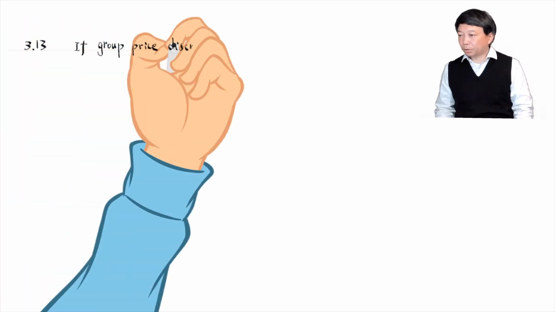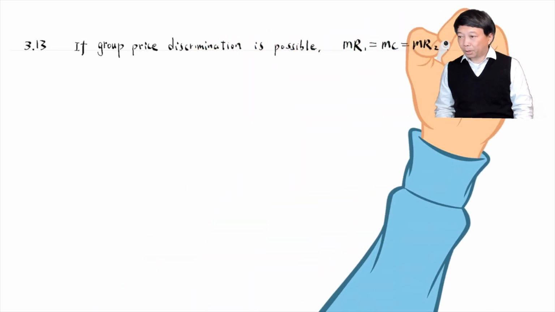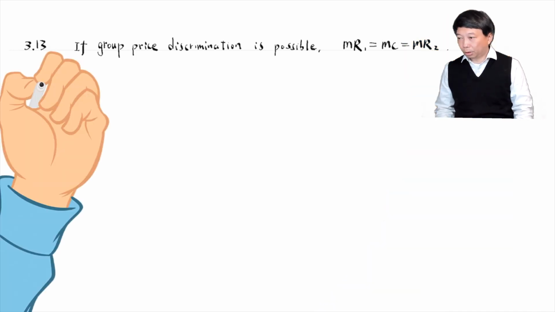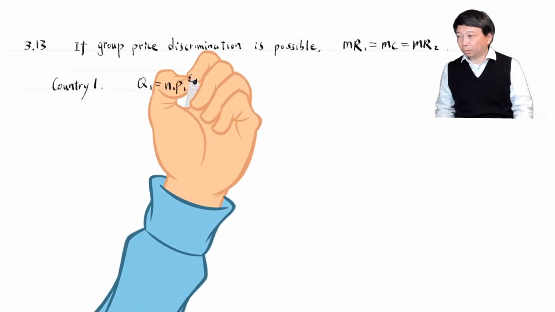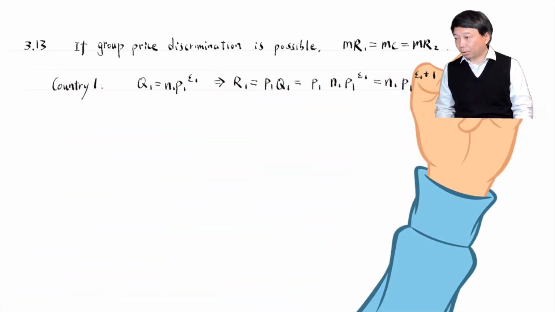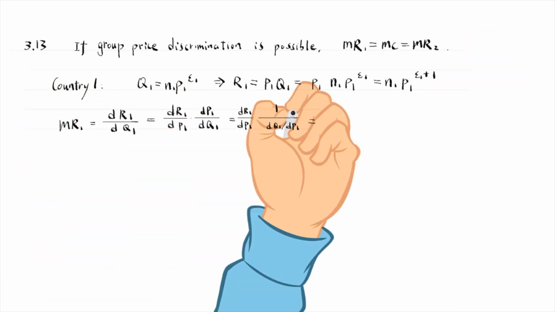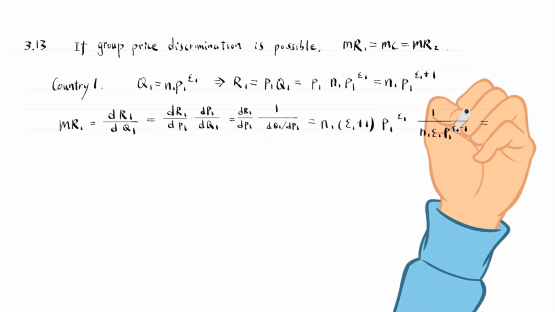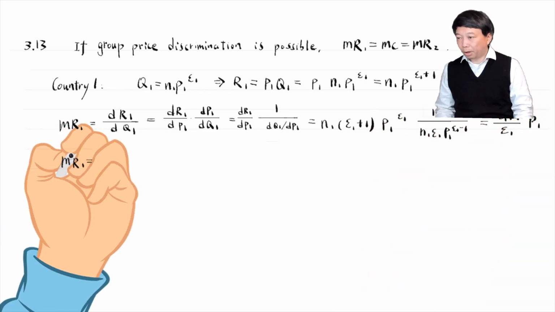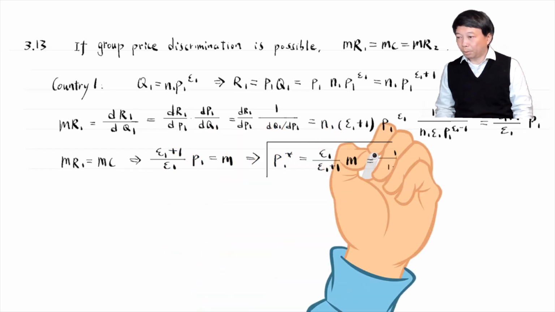If group price discrimination is possible, the monopoly sets the price for each group where marginal revenue equals marginal cost. From the demand function, we can write the revenue function. Differentiating the revenue with respect to quantity gives the marginal revenue. Setting marginal revenue equal to marginal cost gives the monopoly price for each group of consumers.